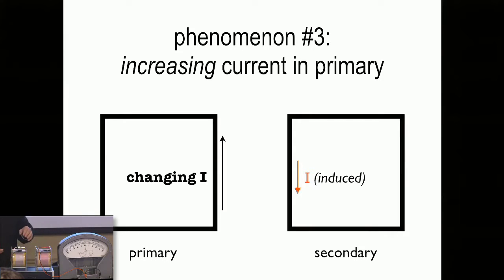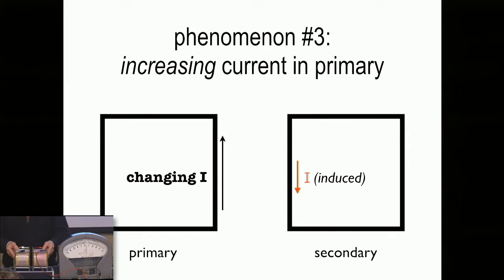Now the second thing is I could push the primary towards the secondary. I get a current, again, in the same direction as when I push the secondary. If I pull it back, I get current going in the opposite direction. I have to keep moving something, right? When I stop moving, the current stops flowing. I have to keep something changing.